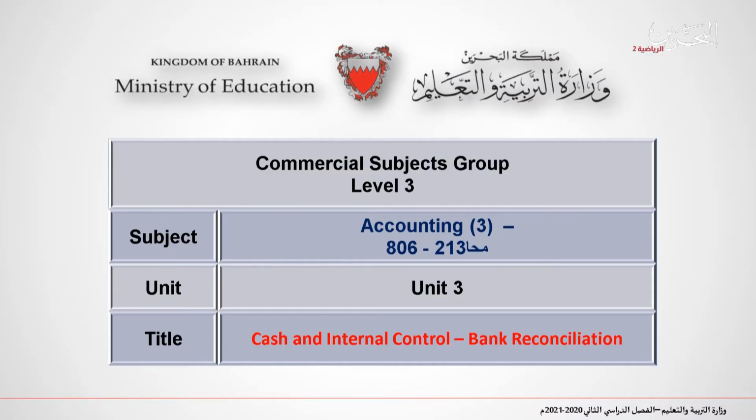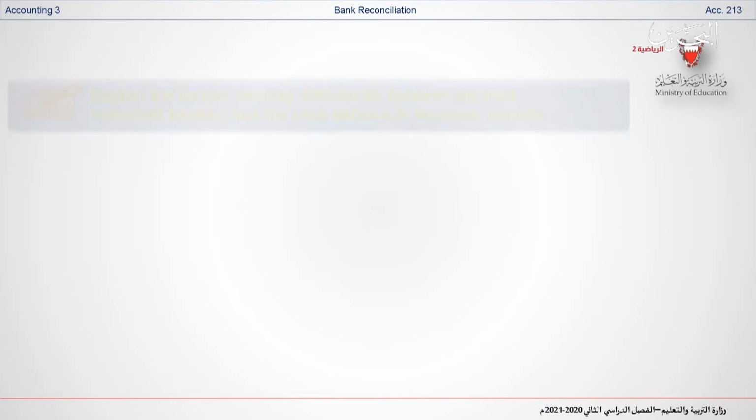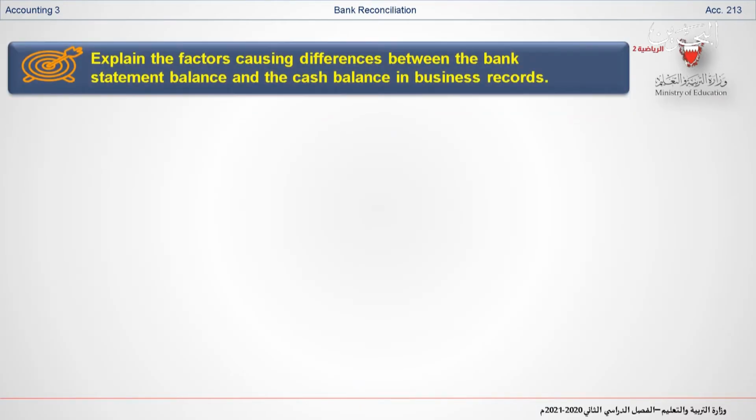Today, we will explain cash and internal control, bank reconciliation. By the end of this lesson, you should be able to: 1. Explain the factors causing differences between the bank statement balance and the cash balance in business records. 2. Define bank reconciliation. 3. Prepare a bank reconciliation. Dear students, first, I will explain the factors causing differences between the bank statement balance and the cash balance in business records.